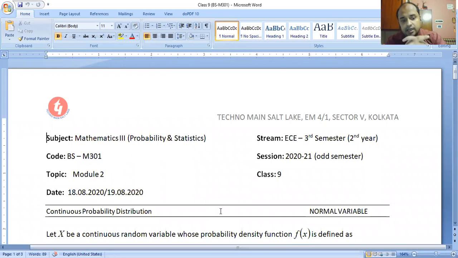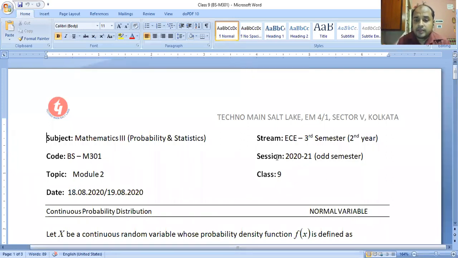The topic is continuous probability distribution, discussion of continuous probability distribution carried forward to normal variable. And remember, students, one more thing, since the countdown has already begun, the time limit is set. Now, during the discussion, if the session gets cancelled, you again rejoin the classroom until and unless I ask you to exit. You rejoin because I have to discuss something today regarding normal variable.